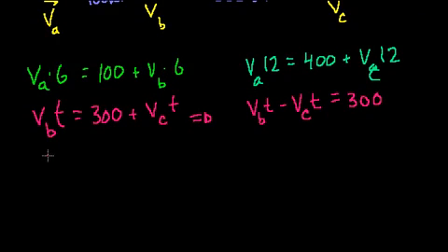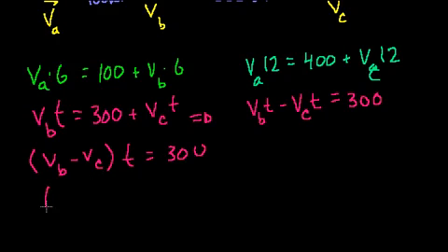So you get VB minus VC times time, right? I just factored out the time, is equal to 300. Or time is equal to 300 over VB minus VC. So if we could somehow figure out what this is equal to, then we would have solved our problem. Let's see if we can use the other information. So hopefully, if we solve for VB here and solve for VC here, the VAs will cancel out, and I suspect they will, otherwise this problem would not be solvable.